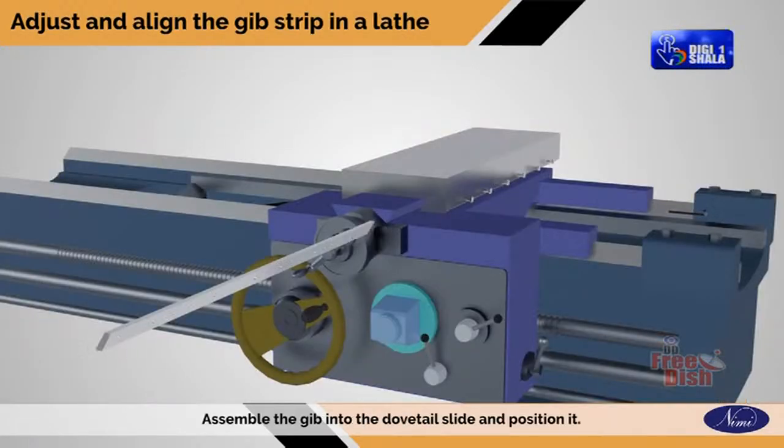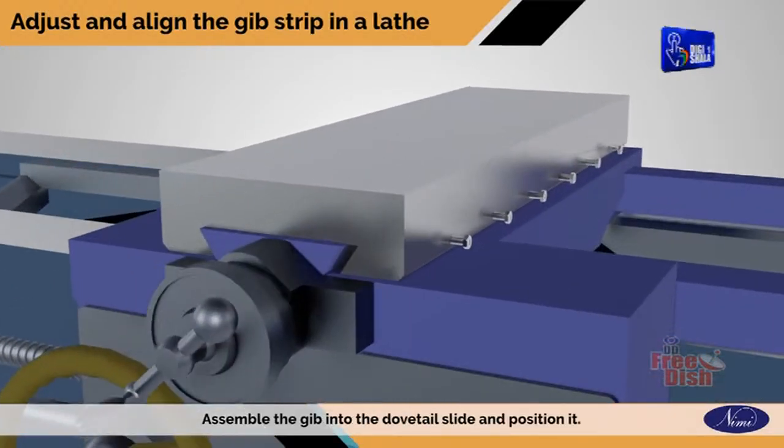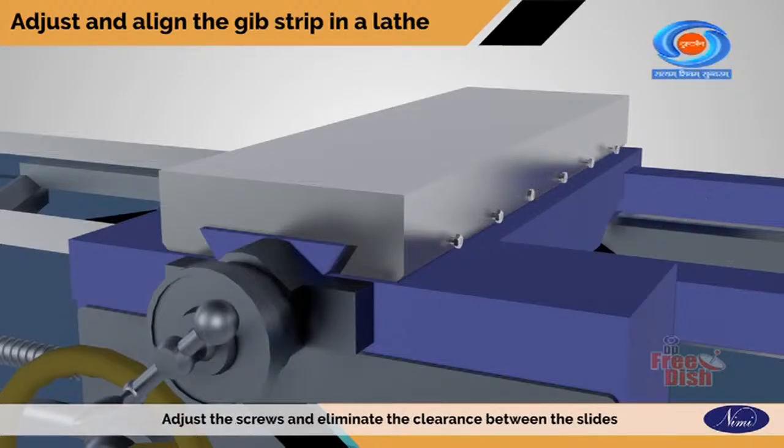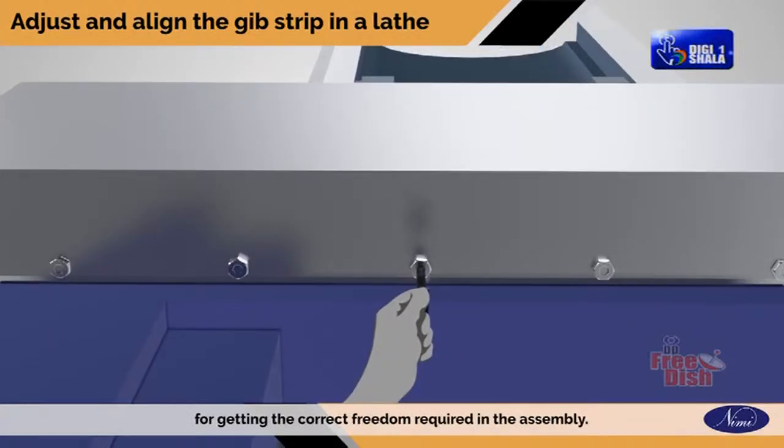Lubricate all the parts. Assemble the jib into the dovetail slide and position it. Adjust the screws and eliminate the clearance between the slides for getting the correct freedom required in the assembly.